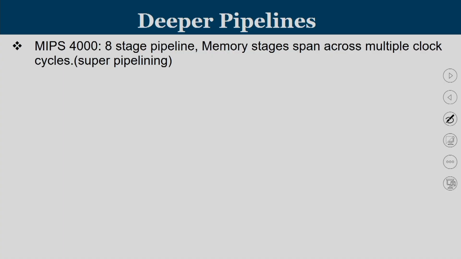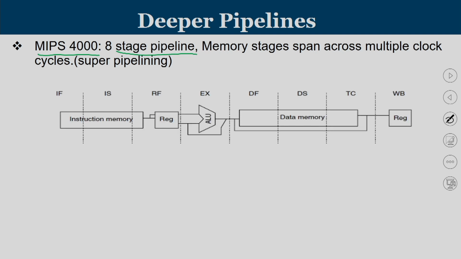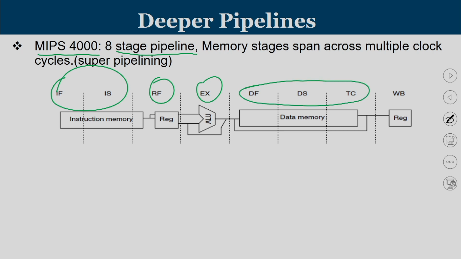Now, we will take one classical example of a deeper pipeline. Here we are going to work with the MIPS R4000 pipeline. It has 8 different stages. So, these are the 8 stages. You have 2 stages to fetch the instructions. Then you have the decode stage, which is also known as reading from the register, then the EX stage. Then you have 3 stages for accessing the memory and 1 stage for the write back. Here also we assume that all the instructions get over in execution in 1 clock cycle.